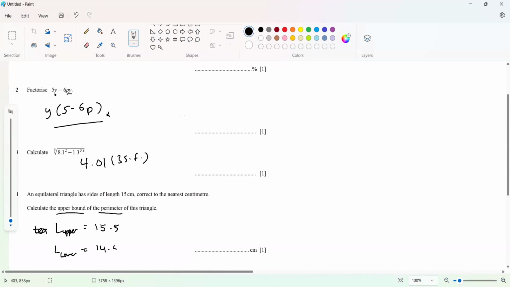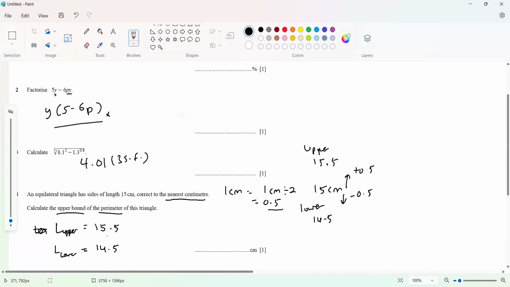If you are given a specific type of bound, because this is correct to the nearest centimeter, or in other words, the nearest 1 cm, we take 1 cm and divide it by 2, and we get 0.5. So this is how our bound is going to split. That means if we have 15 cm, we add 0.5 for the upper bound, and we subtract 0.5 for the lower bound. So this is 14.5 and 15.5 respectively for the lower and upper bound.